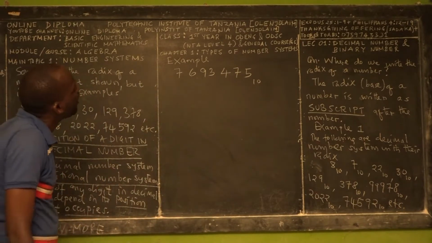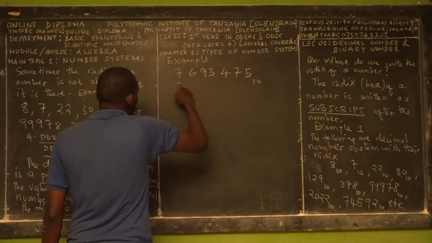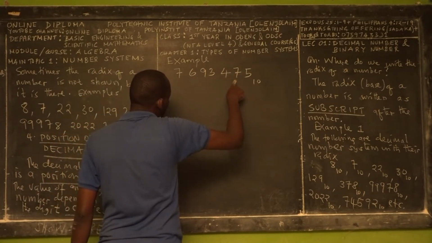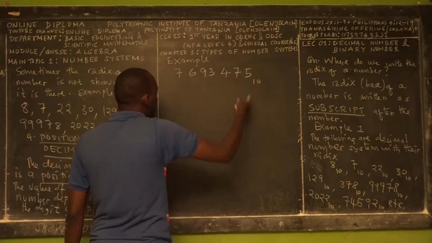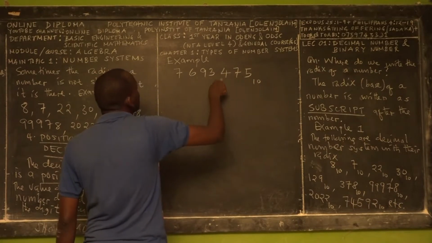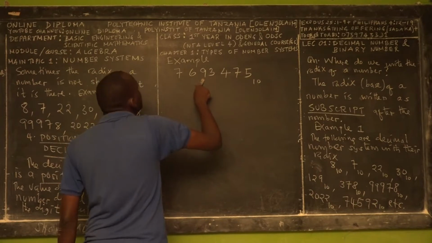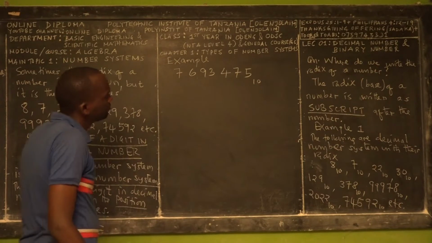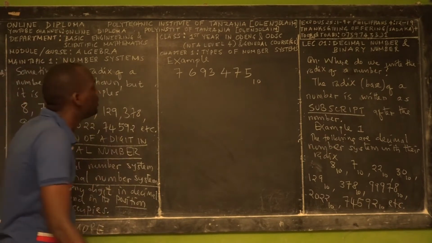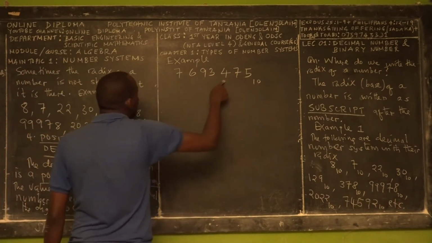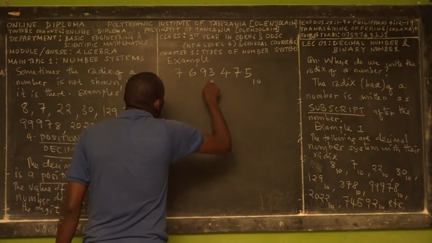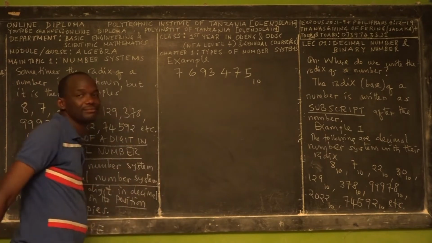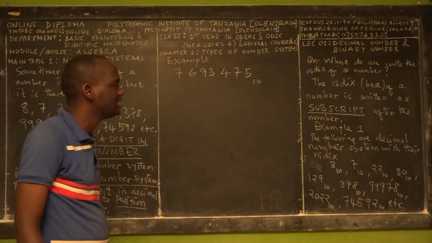So here we have how many digits? First digit, second digit, third digit, fourth digit, fifth digit, six digits, seven digits. Alright? So this we call ones, tens, hundreds, thousands, 10,000s, 100,000s, millions. That's what we taught you in Form 1.